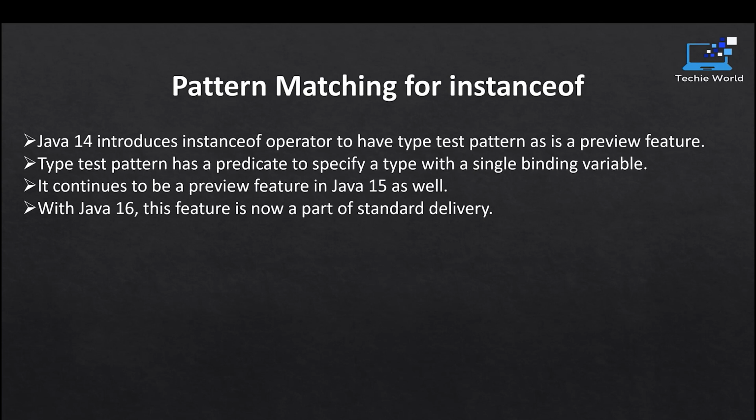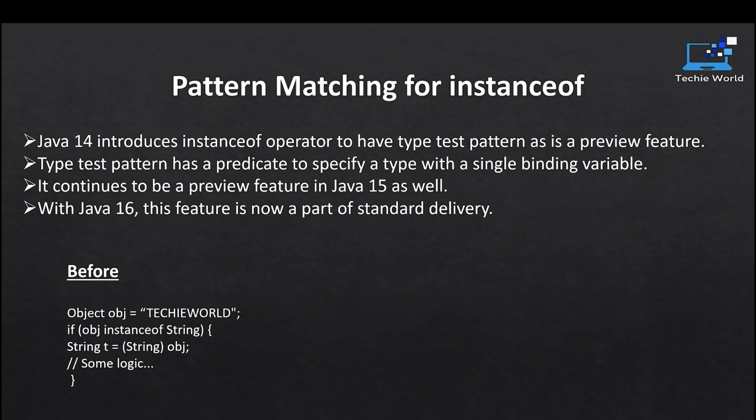So, we'll see two code demos: before the instanceof operator and the pattern matching that came in Java 16, what we used to write, and after this new feature, what we can write and how it reduces the boilerplate code. If you see on the left side, before, let us say we have an object containing a string called TechieWorld. In the if block, you are just trying to check whether this object is an instance of a string or not. If it is, then you are casting that TechieWorld into a string and then doing some logic.